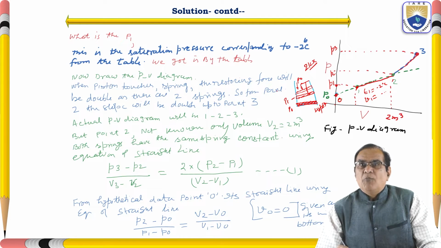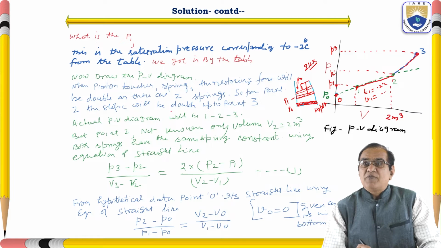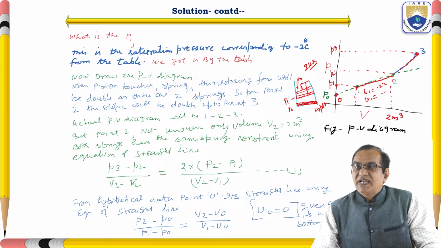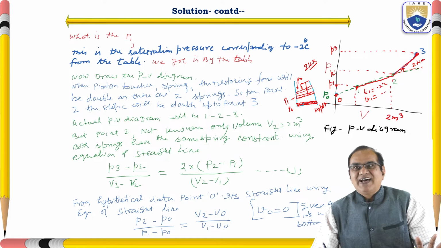So from point 2, the slope will be double. Up to 1 to 2, from here to here, it is okay. But as you reach here, this was the initial slope. From here, the slope is increased, and it will be 2 times. So I have made it like this. This is 2 to 3. This condition is given, so we can find the other states by using the equations of a straight line.